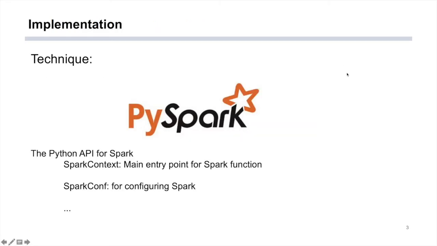Now let's talk about implementation. The main technique is PySpark, which is a Python API for Spark. Some public classes include SparkContext, the main entry point for Spark functionality, and SparkConf for configuring Spark.